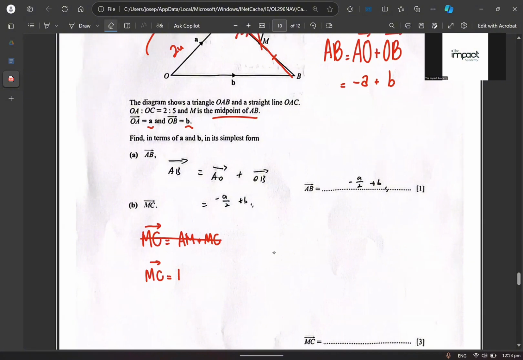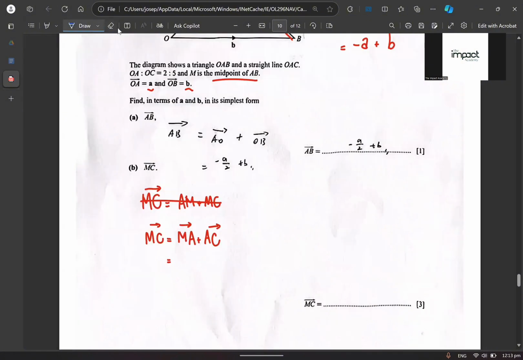All right, so MC is actually equals to MA plus AC. True? A and A cancel each other, right? Let's find MA first. Do I have MA? I don't have, right? Can we find MA first? Yeah. So you want to find MA first. How do you find MA? Very simple, you just have to do half of what?